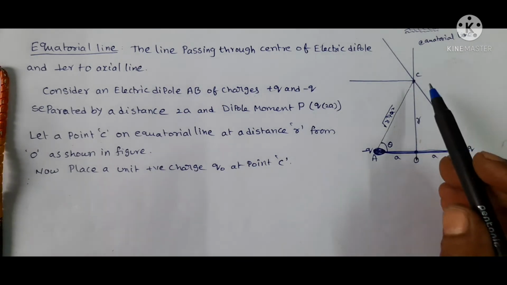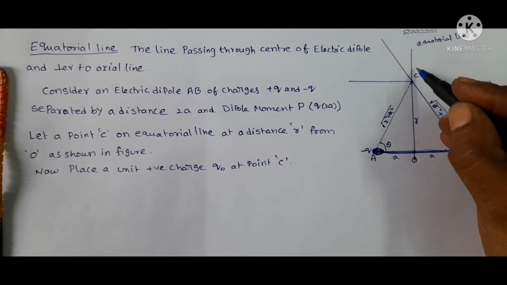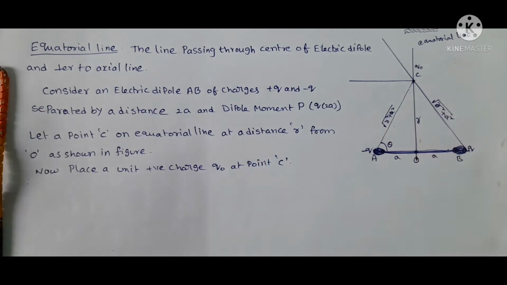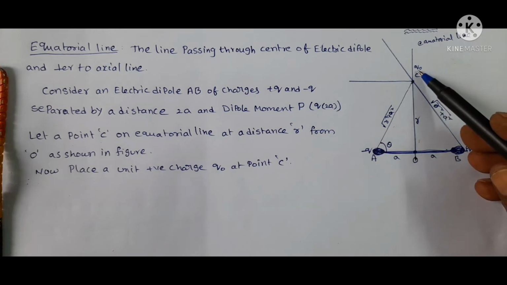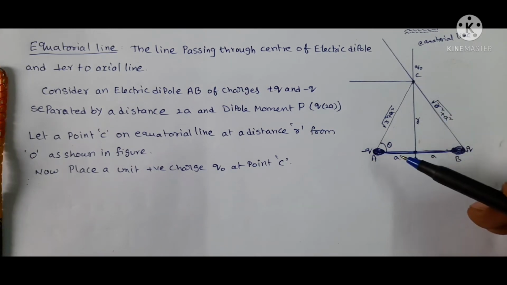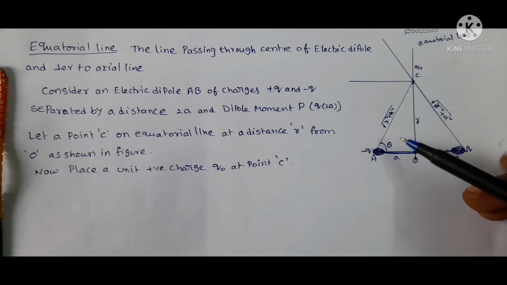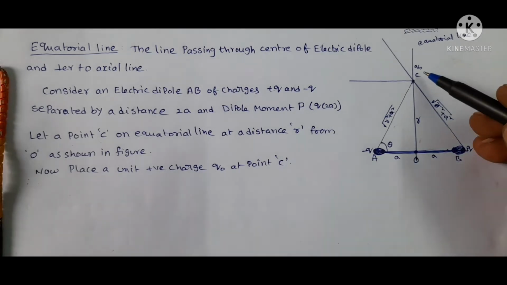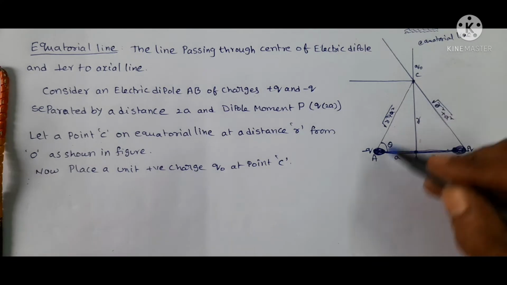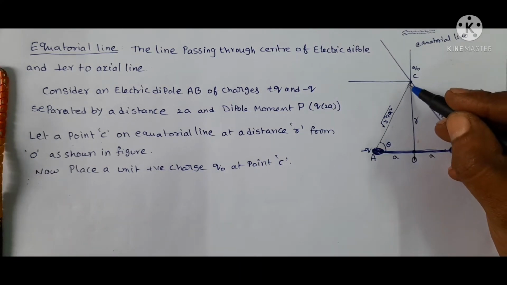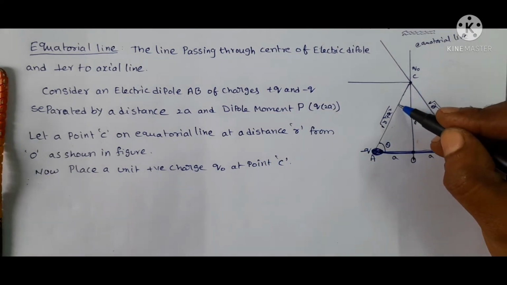Now to determine the electric field intensity, place a unit positive charge at C. Now if you observe, this is the negative charge, this is the positive charge. That means a force of attraction will be present due to the negative charge. In this case, due to the positive charge, the force of repulsion will be present. So the electric field direction will be towards the point A.